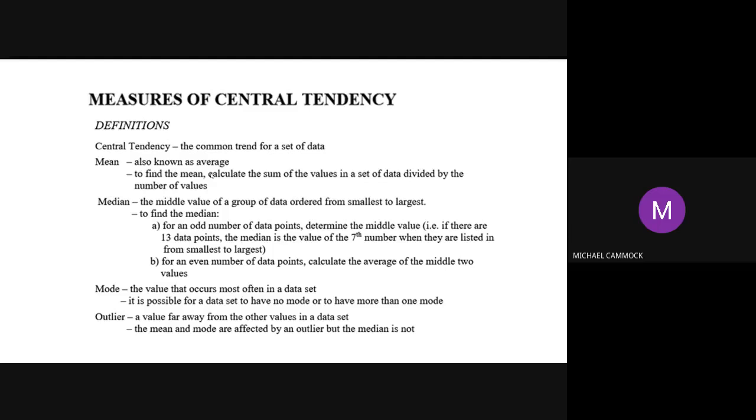What is in the middle of the data? So it could be the mode, it could be the median, it could be the mean or the average. And all of these we're going to do examples of in a minute. Something we have to mention, though, is the outlier, a value that's far away from the other values in a data set. The mean and the mode are affected by an outlier, but the median is not.